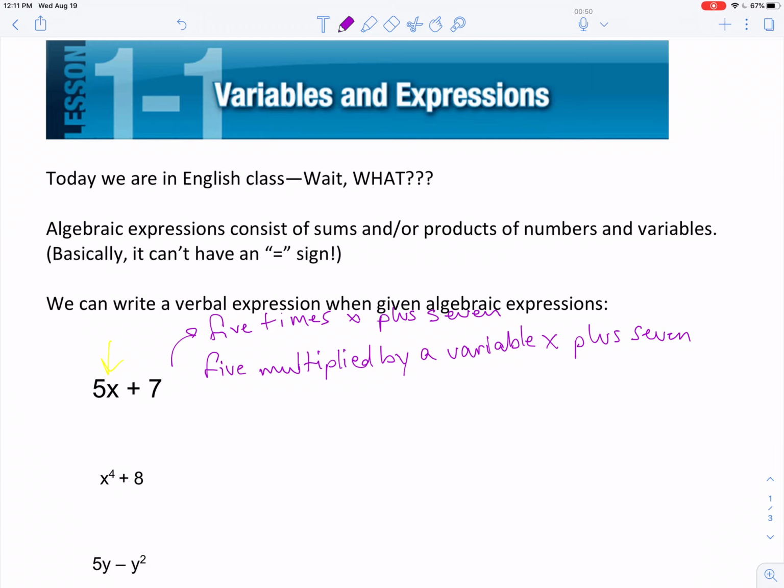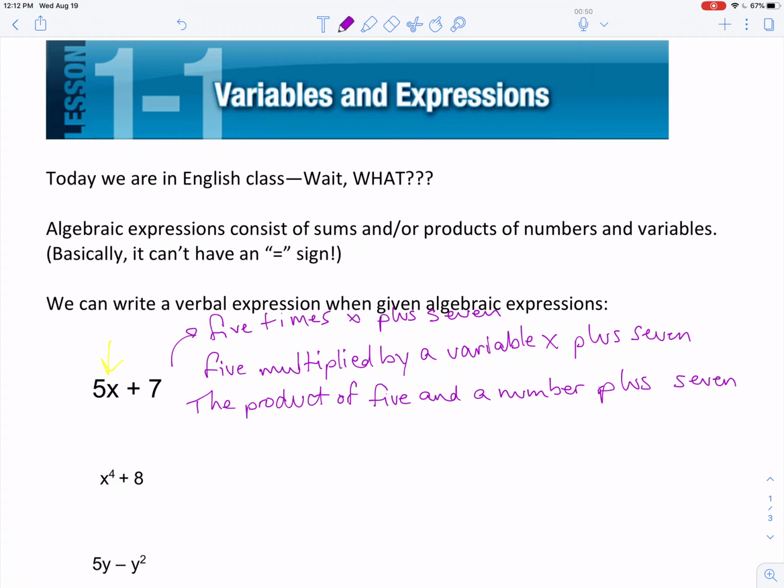Same thing again would be like if I said the product of 5 and a number. Plus 7, or added to 7, or whatever it is you wanted to say there. All three of those mean the exact same thing. They're just different ways of writing that.